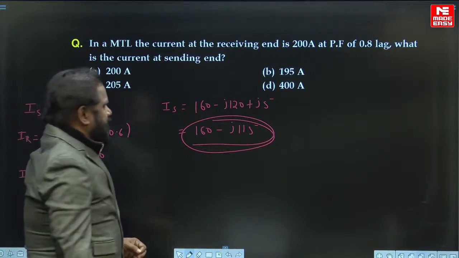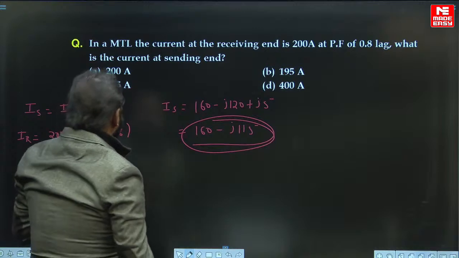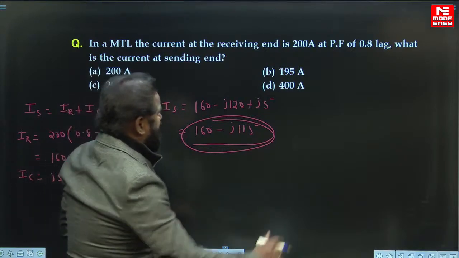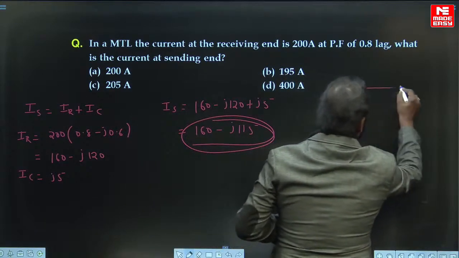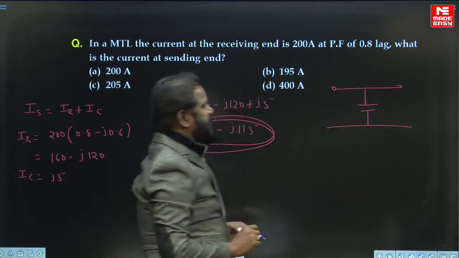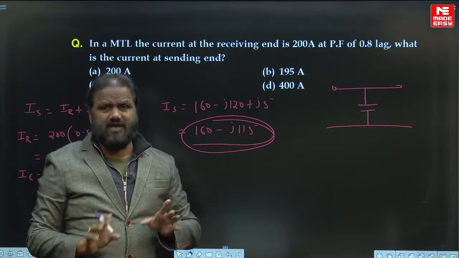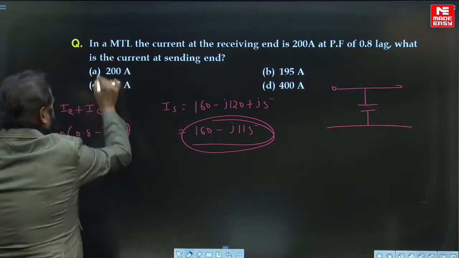Here all 4 options have been given. In a medium transmission line there are the sending and receiving ends, and in between the capacitance is there, so there is some drop of the current. In the short transmission line only, IS equals IR. In the medium transmission line, IS is not equal to IR. So this is the wrong answer.